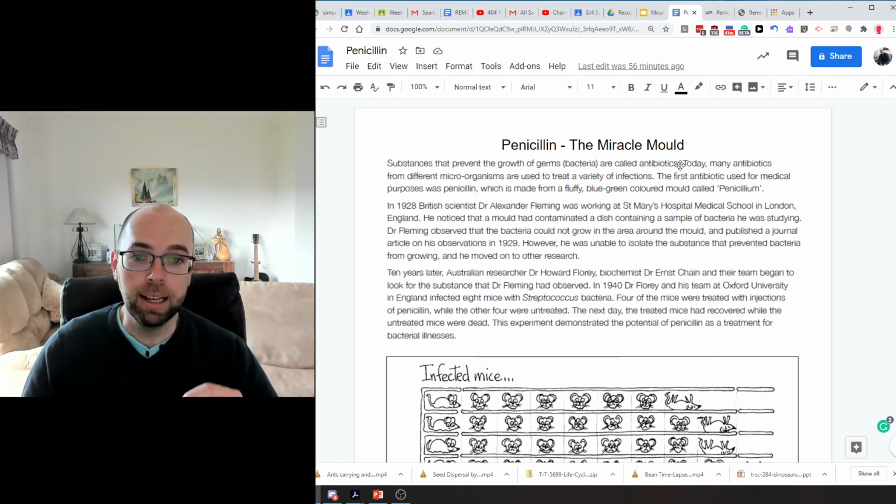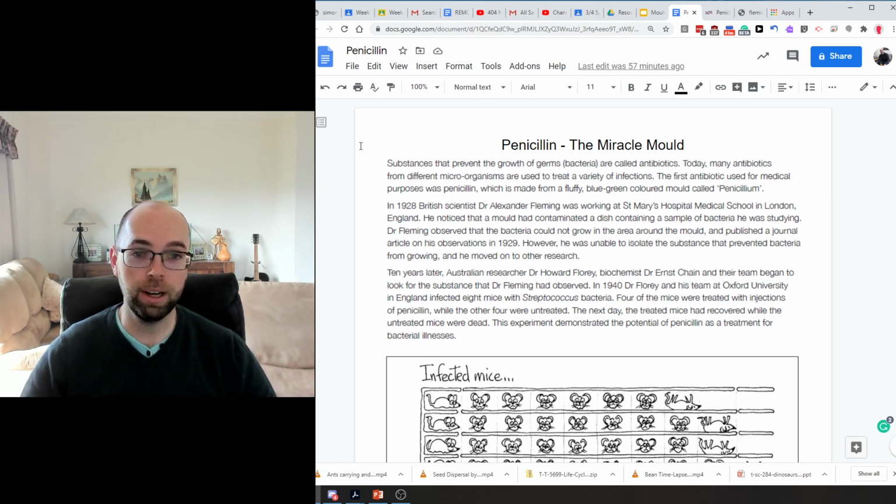There's lots of different types of bad bacteria that we can get, and things called antibiotics stop those germs from spreading. So they're very important. Substances that prevent the growth, that stop the growth of germs, are called antibiotics. Today, many antibiotics from different microorganisms are used to treat various infections.